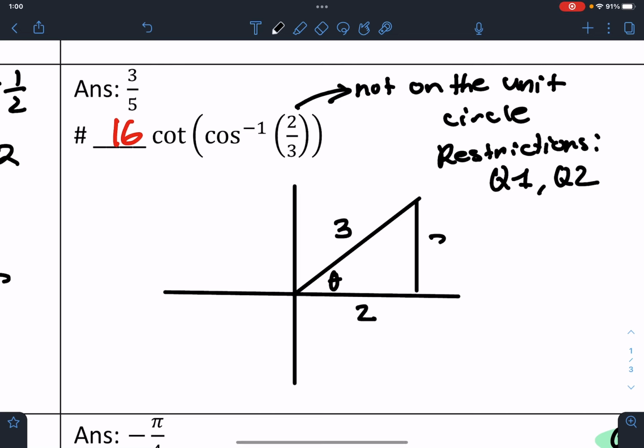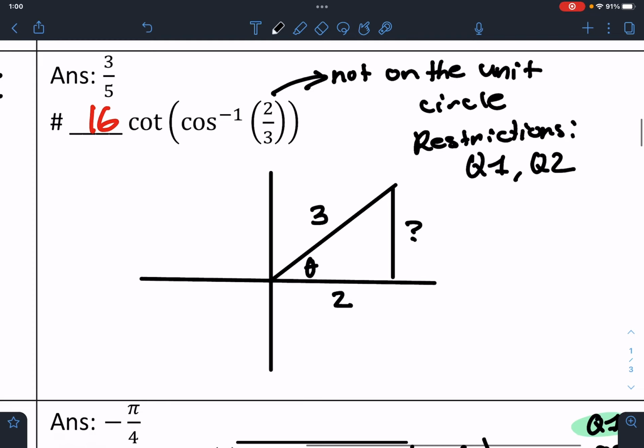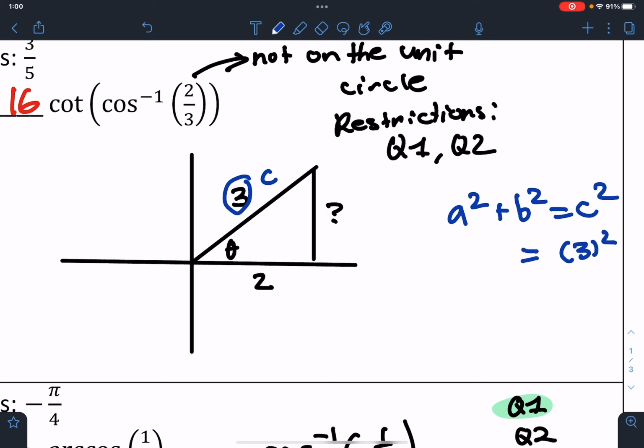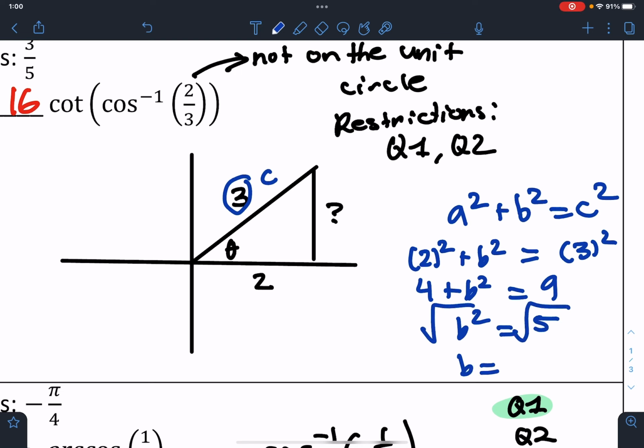But do you see how this time I don't know what this is? And this is not like a 3, 4, 5 triangle or one that's a little easier to see. So what we're going to do on the side of our paper is just do Pythagorean theorem. So we're going to have A. The most important part is that this part is C. And then 2 could be A or B. It doesn't matter. So 4 plus B squared equals 9. B squared equals 5. Square root of both sides. Erase this question mark. I did not mean to erase that side. And you get square root of 5.